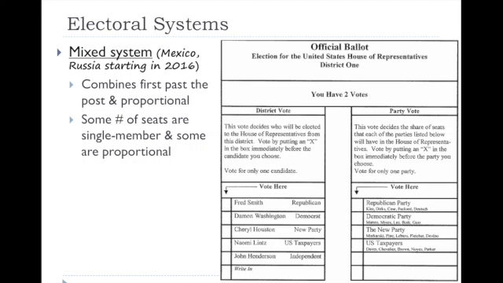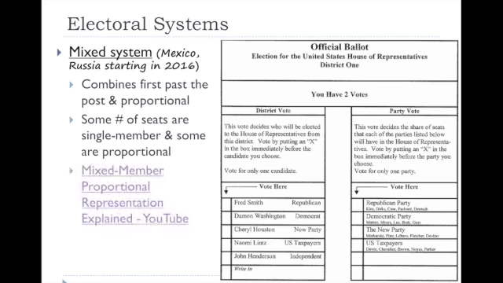It has the idea that you have a local representative that's representing you with that single member district. It also benefits you that you have more parties in the government.